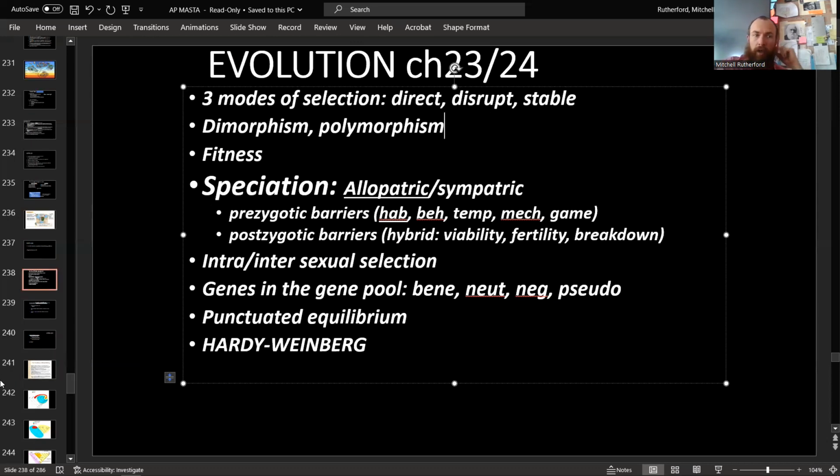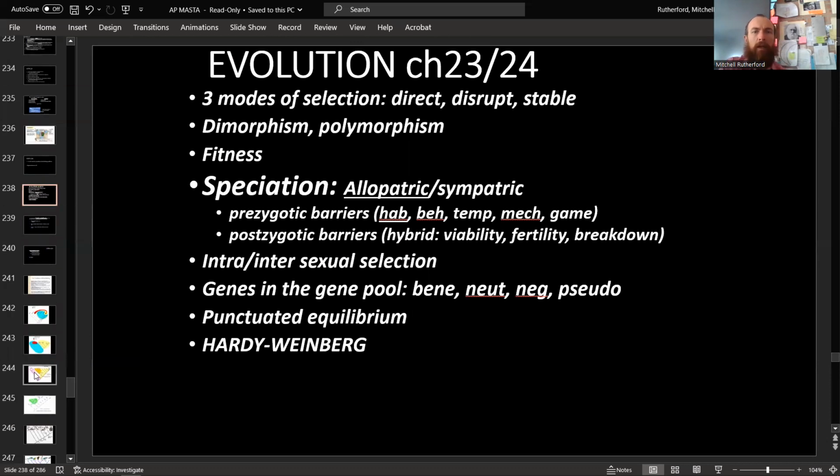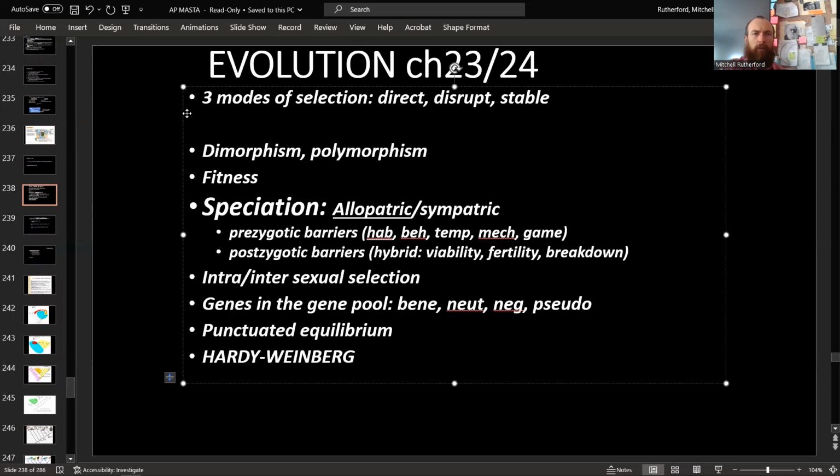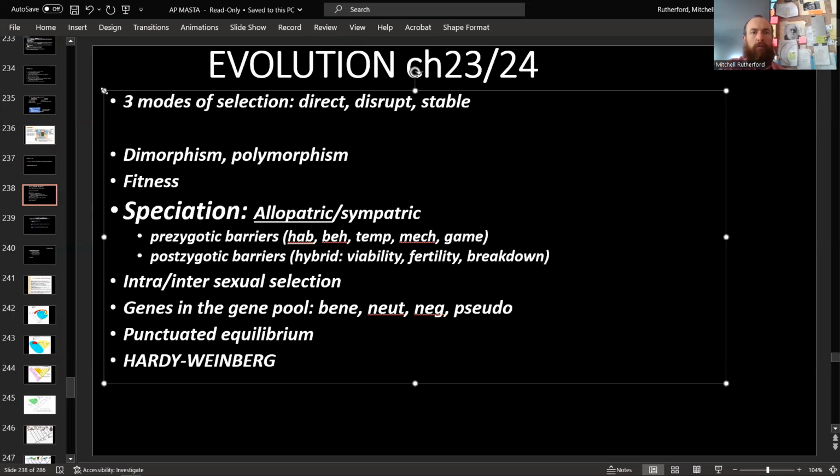Okay, all right, so I think we will get some directional, disruptive, and stabilizing selection here. Maybe I can try and draw these, but we will get to those other ones. Let me define a couple of words. Fitness as in survival of the fittest, that's what you should be thinking of. Survival of the fittest, as we said before, has nothing to do with strength or size.